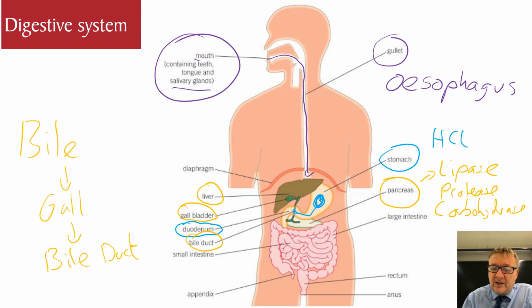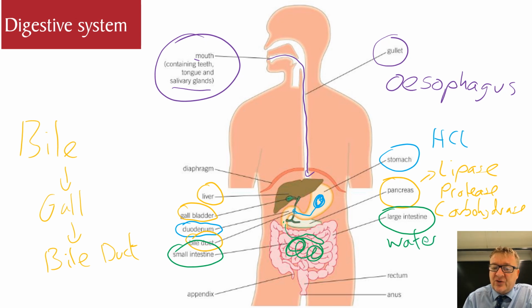Right, so now what we've done is we've gone through the duodenum. Now what we do is we hit this kind of spaghetti looking one here, which is the small intestine. The small intestine absorbs all the digested food. Then it goes into the large intestine, which only absorbs one thing, which is water.